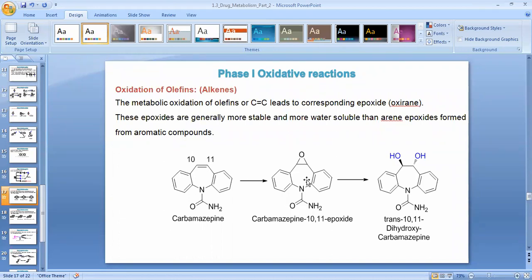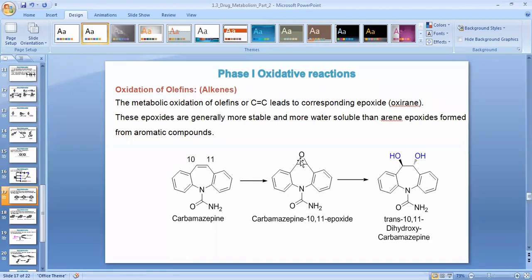So for such an example, a drug molecule, carbamazepine, is undergoing what type of oxidation? Oxidation of olefins, that is oxidation of the carbon-carbon double bond. That means metabolism of this ring. At that time there is formation of an epoxide. That formed epoxide is known as oxirane. So the drug molecule which is undergoing this type of reaction is carbamazepine, an antipsychotic drug, forming carbamazepine 10,11-epoxide.